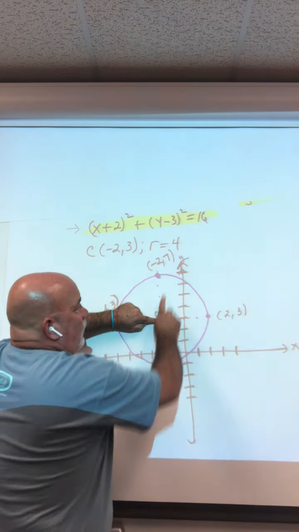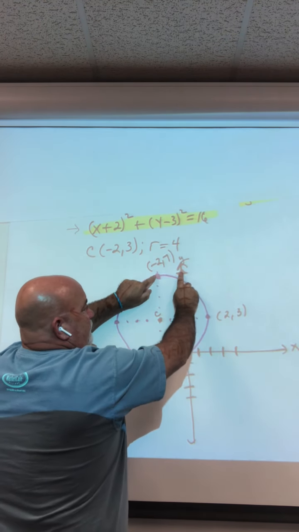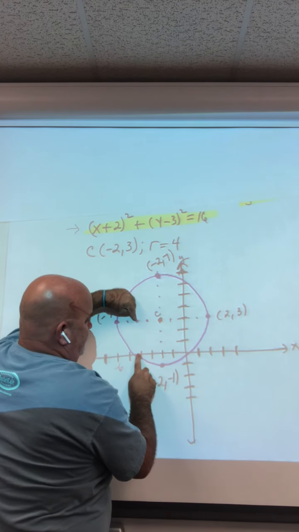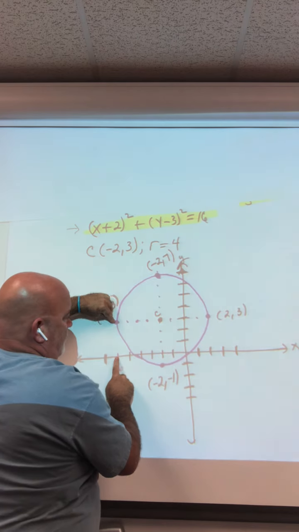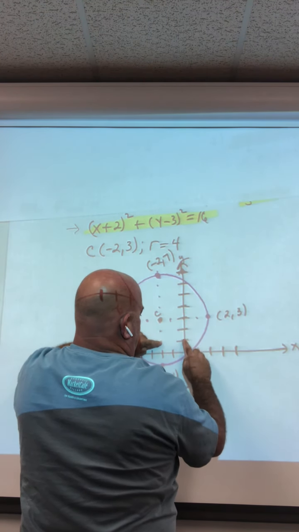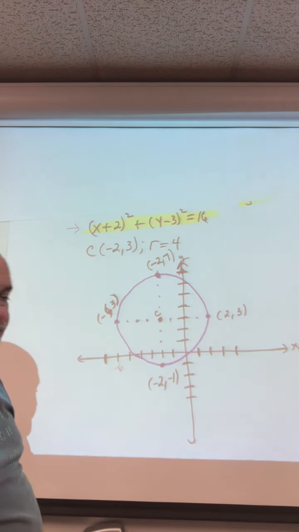Now, go 4 up. 1, 2, 3, 4. Now go 4 to the left. 1, 2, 3, 4. And there's that point. And then go 4 down. 1, 2, 3, 4. And plot that point.